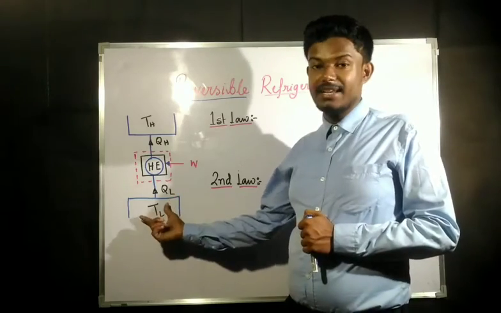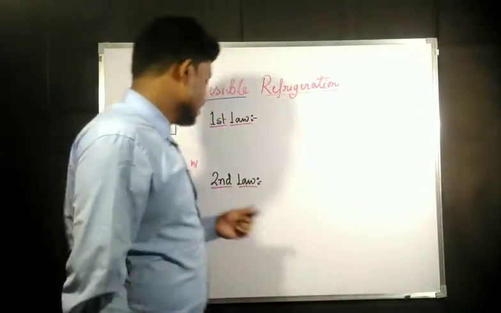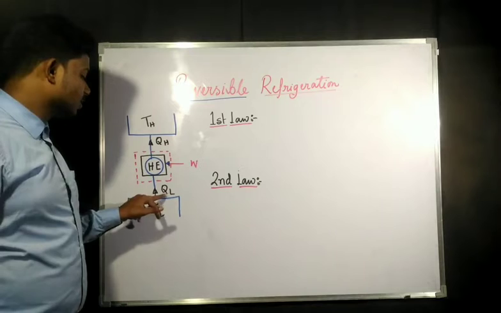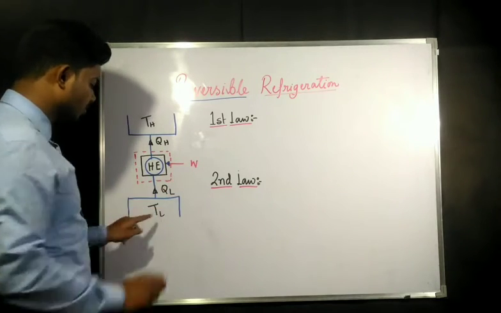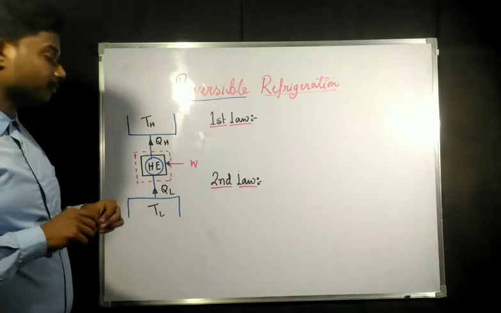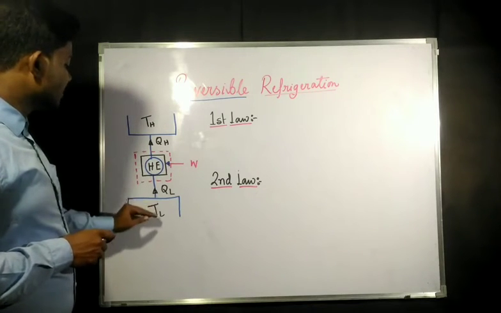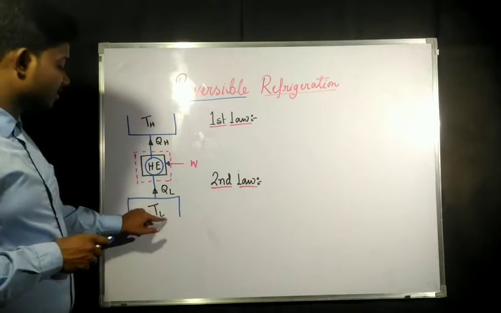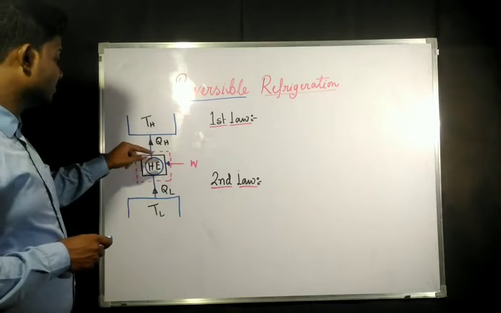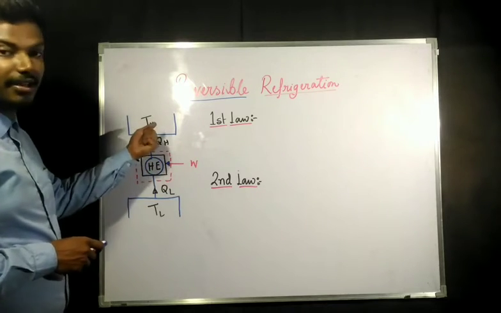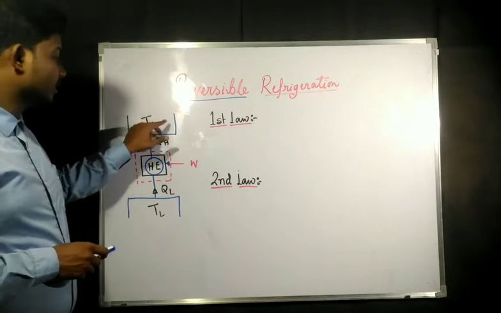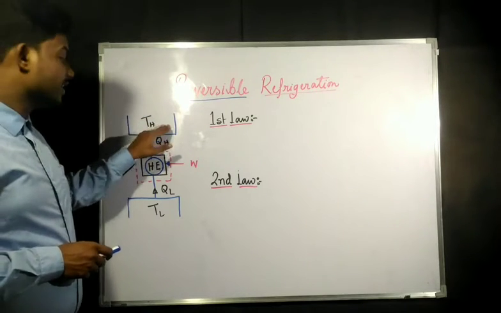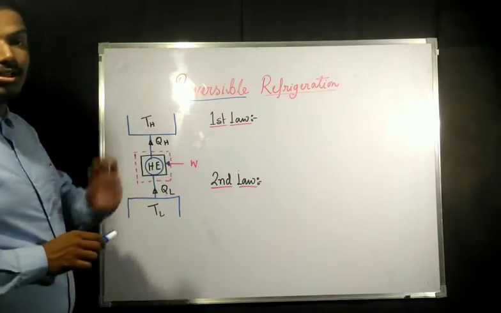From the temperature TL, the lower temperature reservoir, heat is going out, that is QL. L is supposed to be lower, and H is supposed to be higher. Whatever heat it is taking from the lower temperature reservoir is QL, and after the work is added, these two combine and give the heat QH to TH. The thermal reservoir at higher temperature will receive the heat called QH.